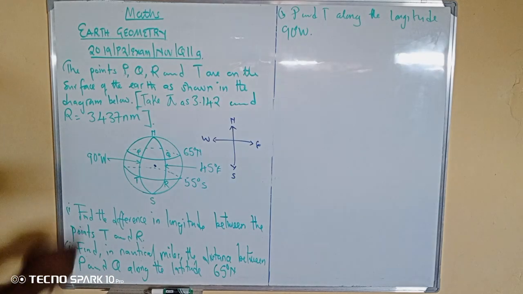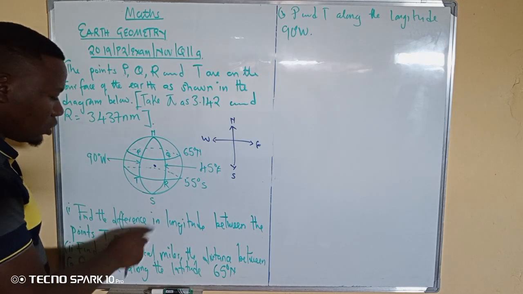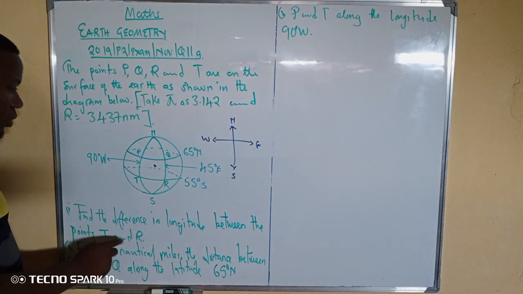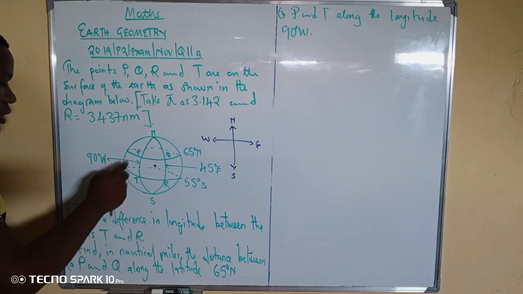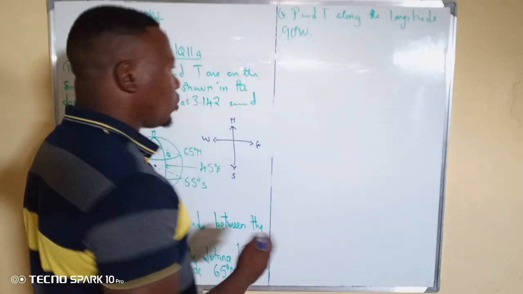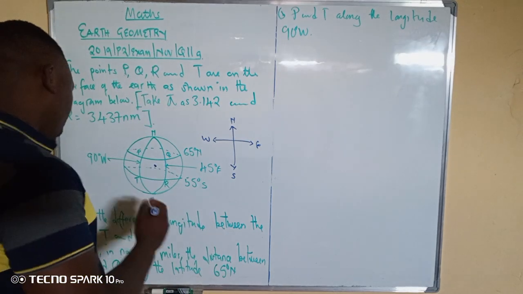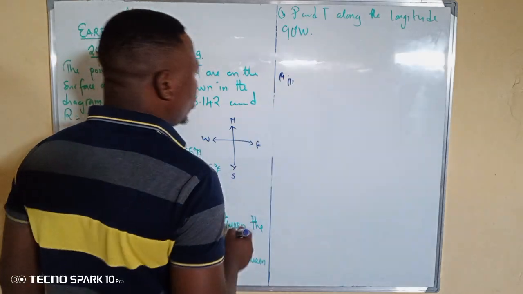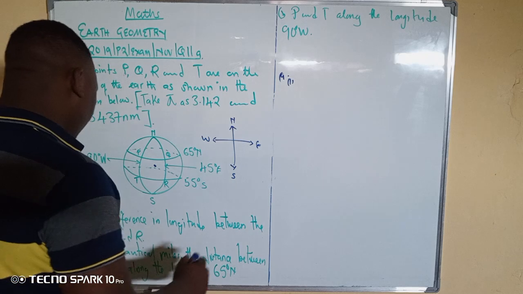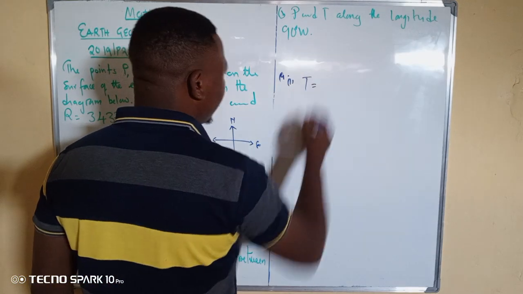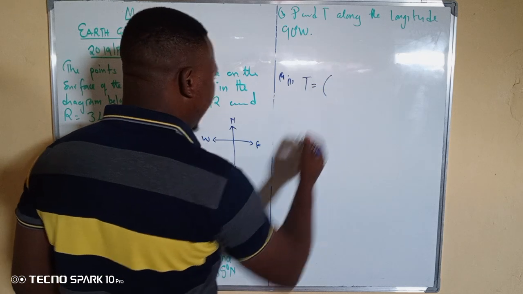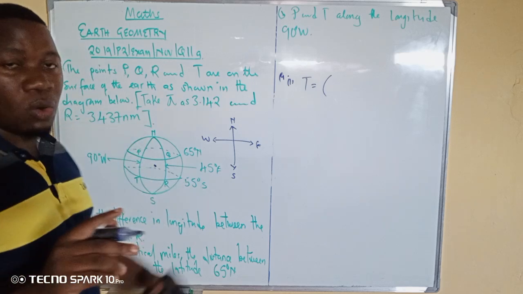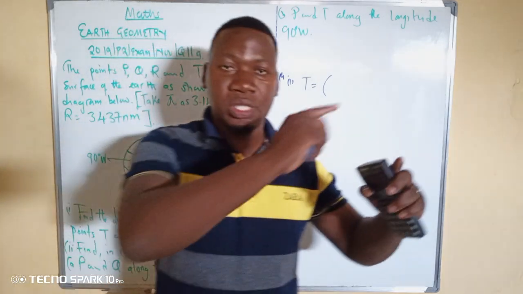When they say find the difference in longitude between the points T and R, they want us to find the difference between the points T and R. The first way to solve this question is by finding the position, so we are now answering A1. You write the point T, then open the brackets. Now ask yourself, what is the latitude of T? Remember, when you want to find a position of a point, always start with the latitude.